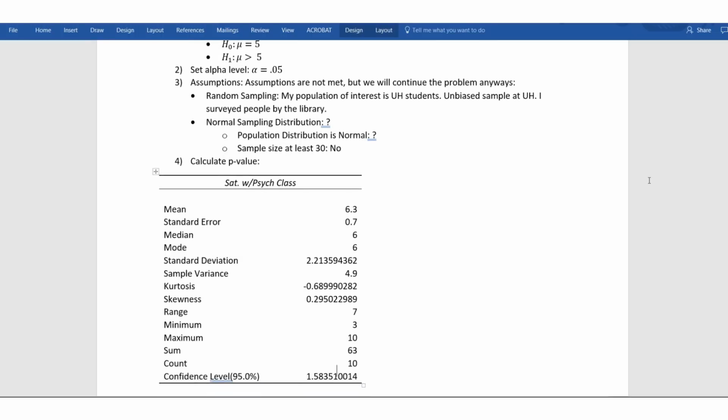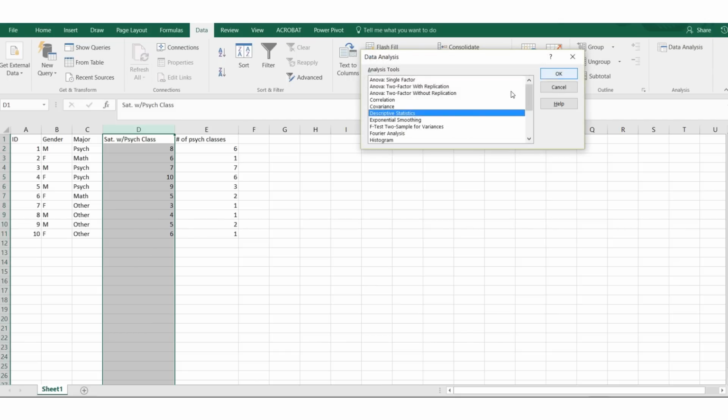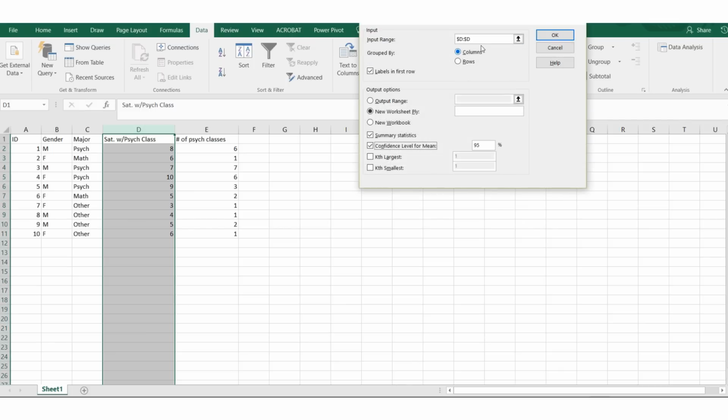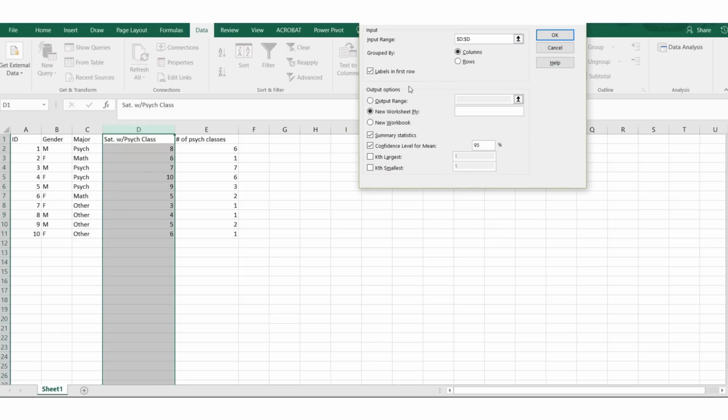Alright, so then step 4, you want to calculate the p-value. And what you want to do is get this information, and I'm going to go now to Excel to get this. And here's my data that I want to work with. This is my scale variable I want to work with. So I'm going to go Data, and Analyze, and then Descriptive Statistics, press OK. Pick your scale variable. You only need one. And then Labels in First Row because we have a name for the column.